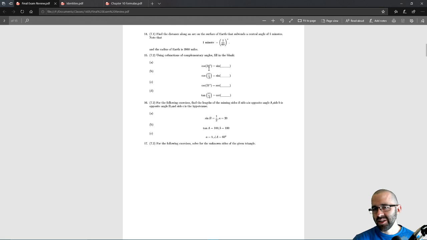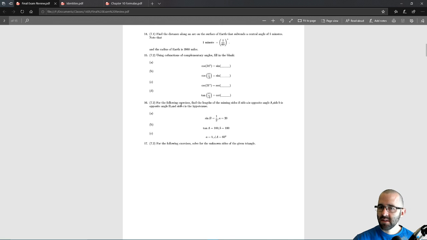So the complement is going to be 56 degrees. So cosine of 34 degrees is equal to the sine of its complement. Cosine of pi over 3 is the sine of its complement, which is pi over 6. What adds up to 90 degrees, pi over 2. Okay.